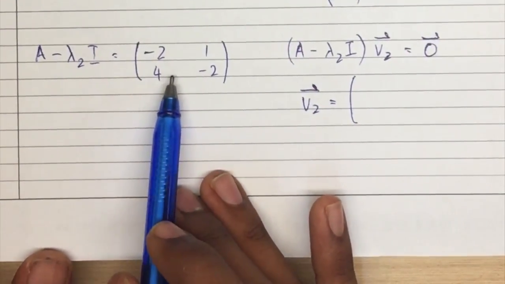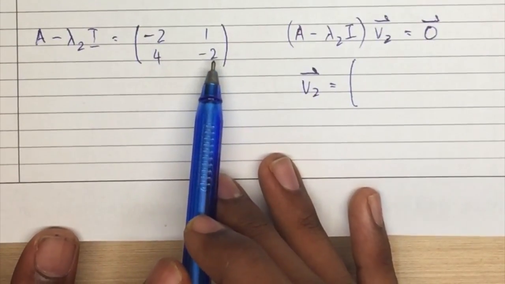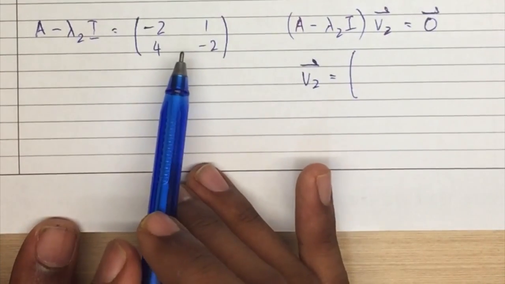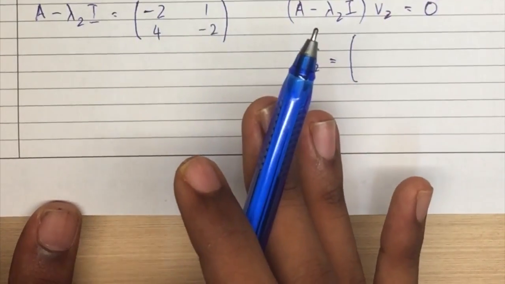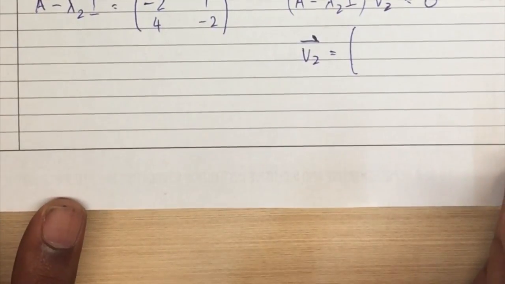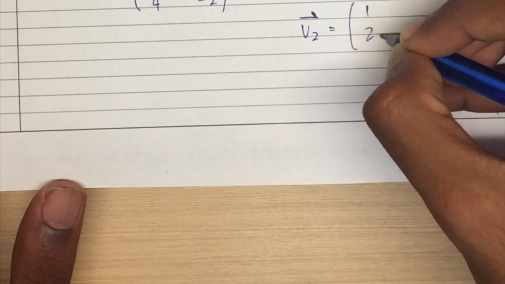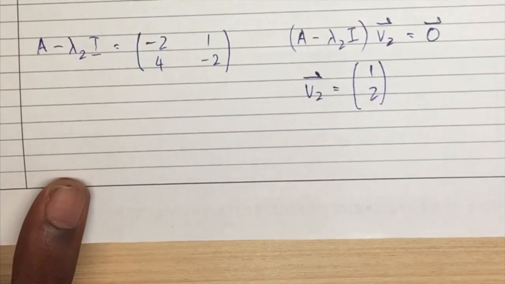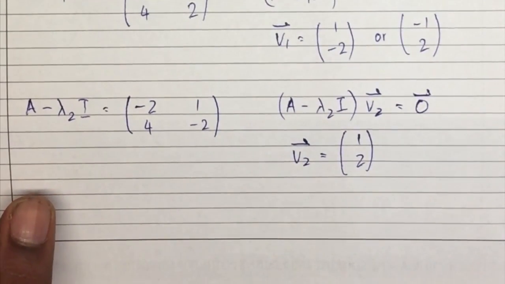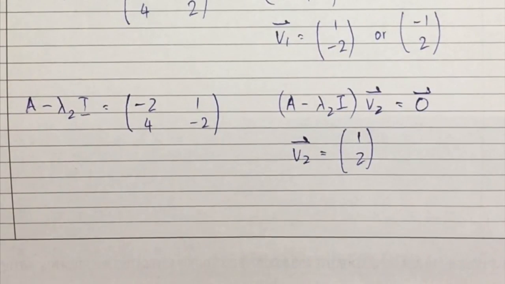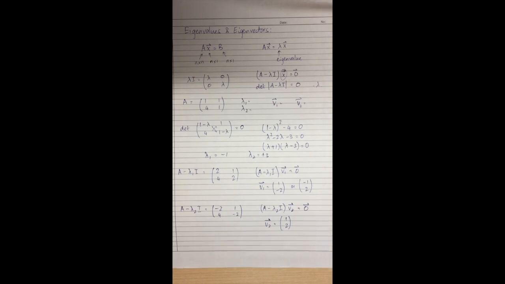So my v2, or my second eigenvector, is going to be, let's do it the same way. If I take 1 times the first column, and multiply the second column by 2, I'll get -2 plus 2 into 1, that's 2, which would give me a 0 vector. And it works over here also. So my second eigenvector would just be 1, 2. Okay? So this is my second eigenvector.